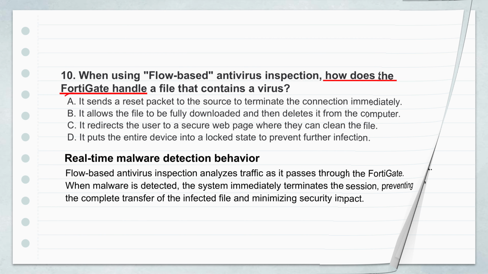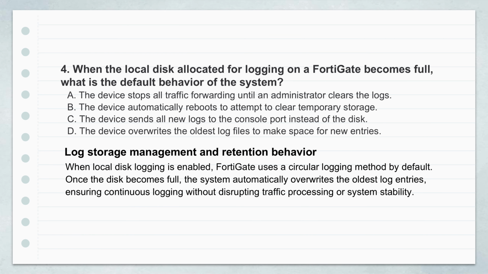Efficiency again. Always. Speaking of resources, question 4. A very practical problem. The disk is full. The FortiGate is logging to its local hard drive, and it hits 100%. What happens? Well, I can't just stop processing traffic. That would be a denial of service. Unacceptable. So what's the logic?